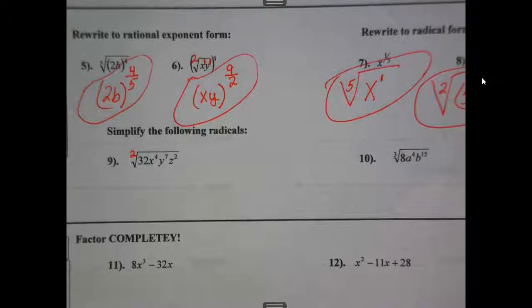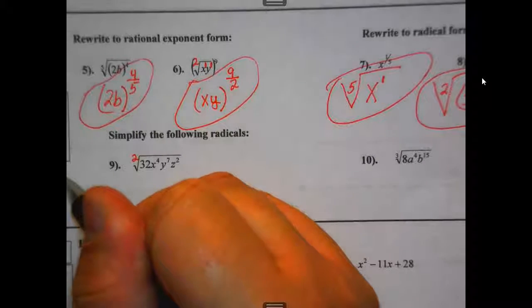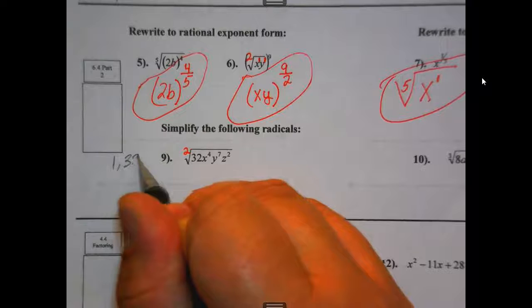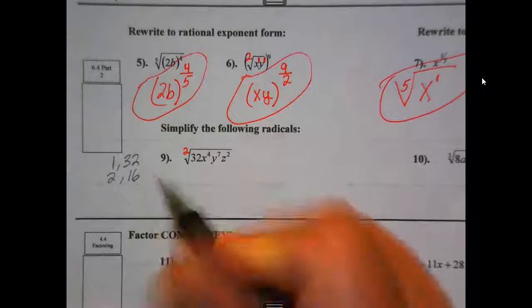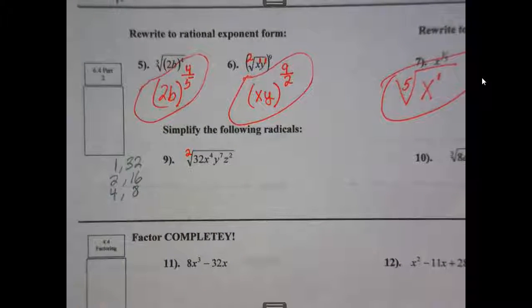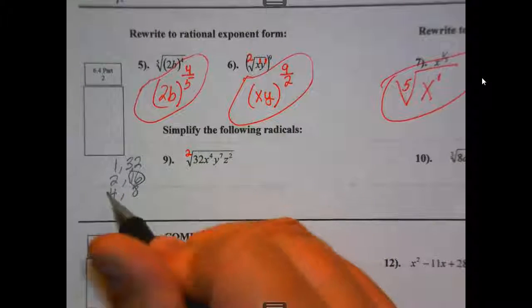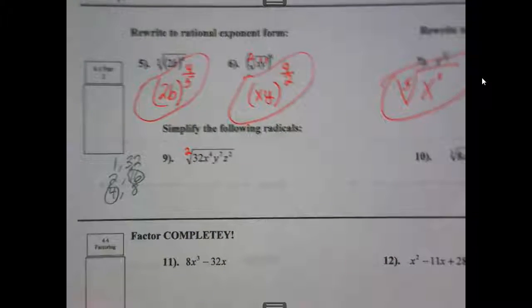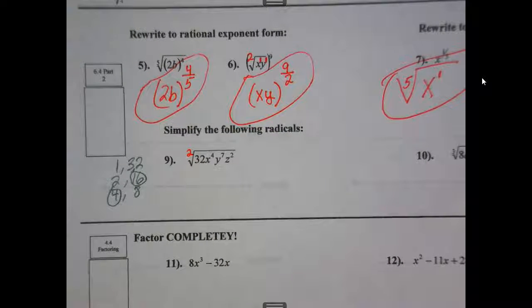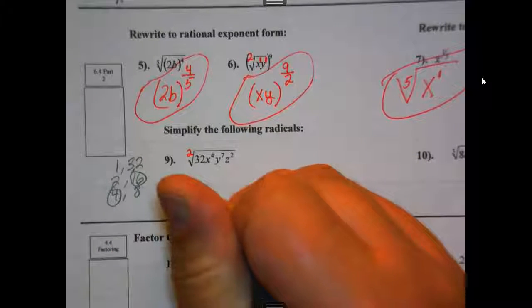What are the factors of 32? I know you can do it. 1 and 32. What else? 2 and 16. What else? Anything else? Okay, what are my perfect squares looking at your little chart? 16's perfect square. What else? 4. What's the largest perfect square? 16. So I'm going to use 2 and 16 for my factors of 32.